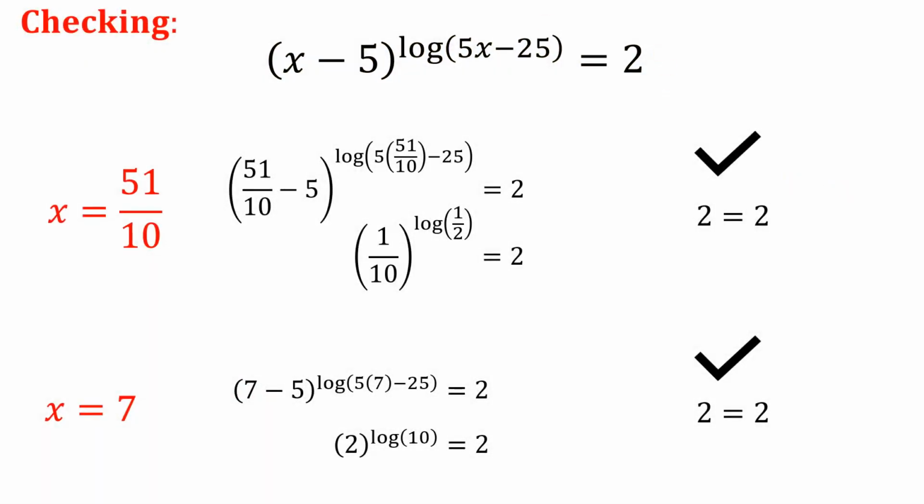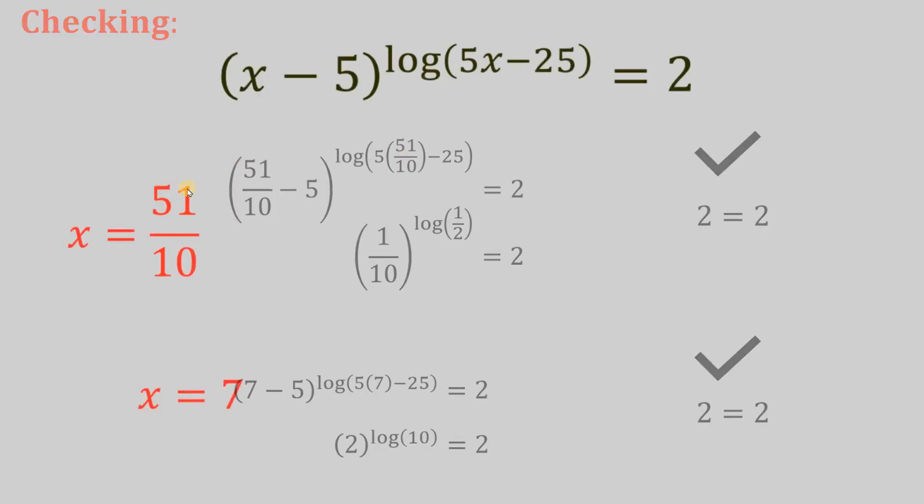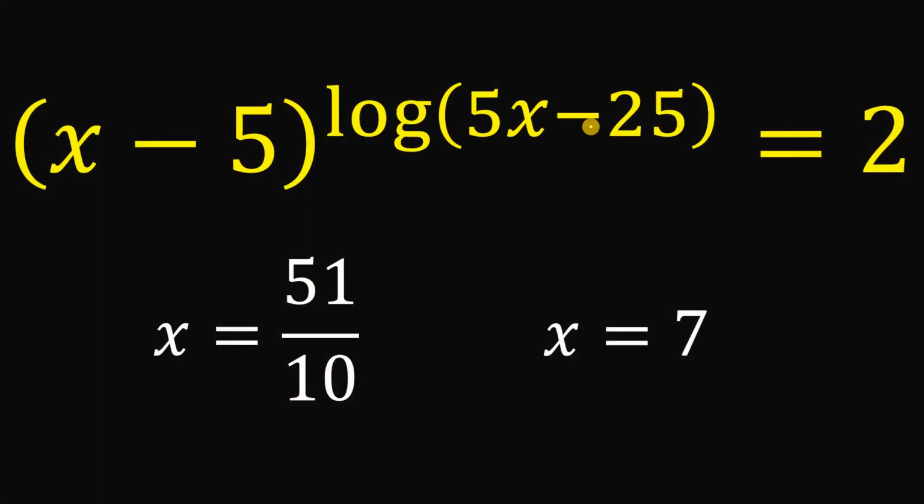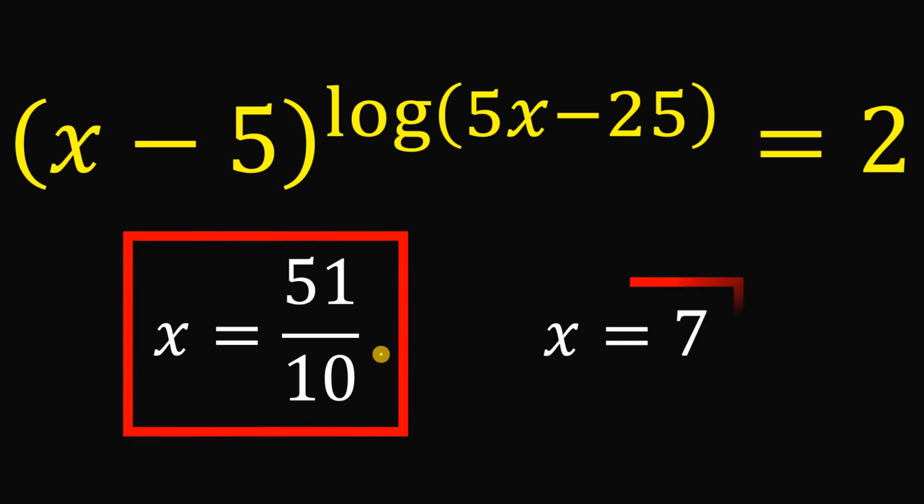You can pause this video right now and see this checking clearly. As you can see, if x equals 51 over 10, we get 2 equals 2. And if x equals 7, we also get 2 equals 2. Therefore, given this equation, (x − 5) raised to the power of log(5x − 25) equals 2, we found two real values of x that satisfy this equation: 51 over 10 or 7. And that is our answer to this question. And as always, we are done.